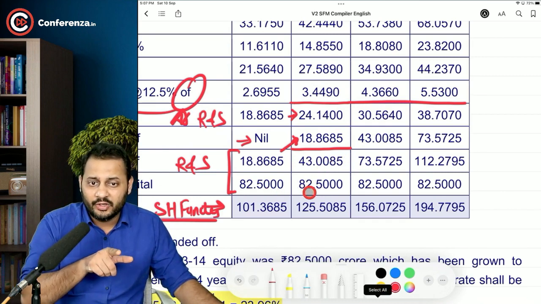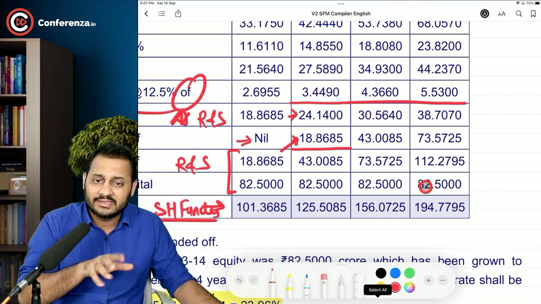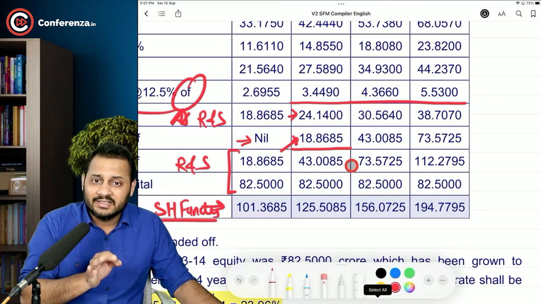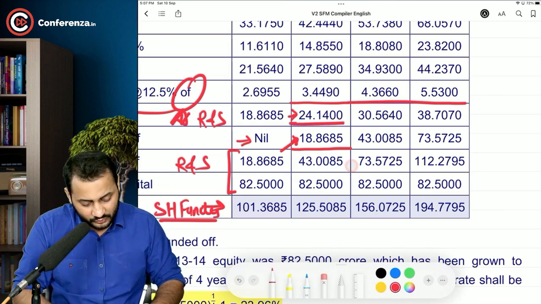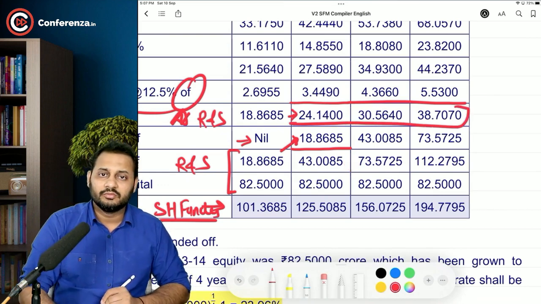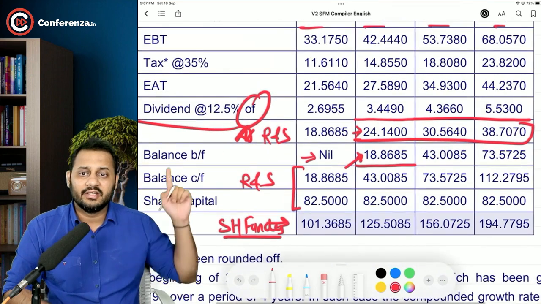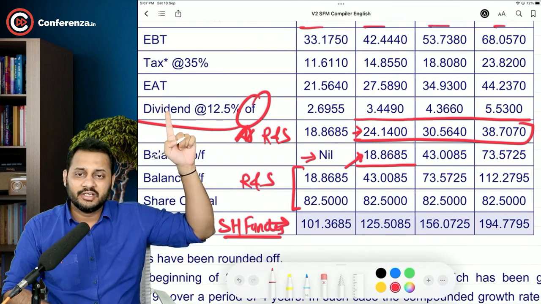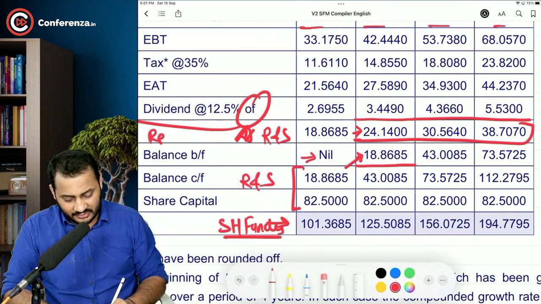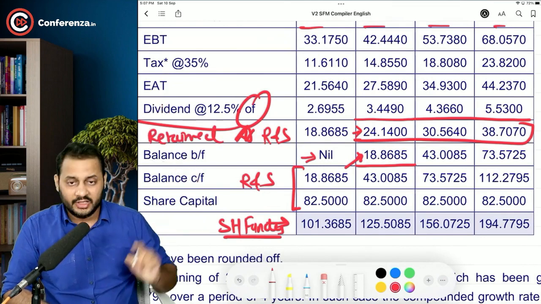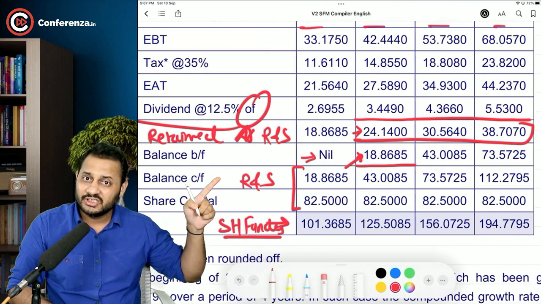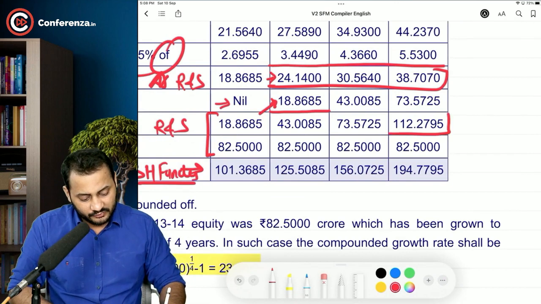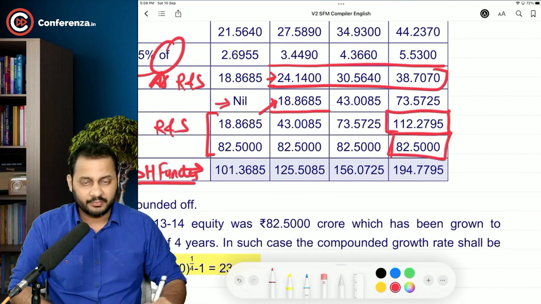Now what we are doing is every year we are adding the profit in the reserves and surplus. So this 82.50 of the share capital will remain the same, but you can see the reserves and surplus are increasing every year. This increase every year is nothing but this value, every year's retained earnings. Earning after distribution of the dividend is called retained earnings. It will be added to the previous year's reserves and surplus.